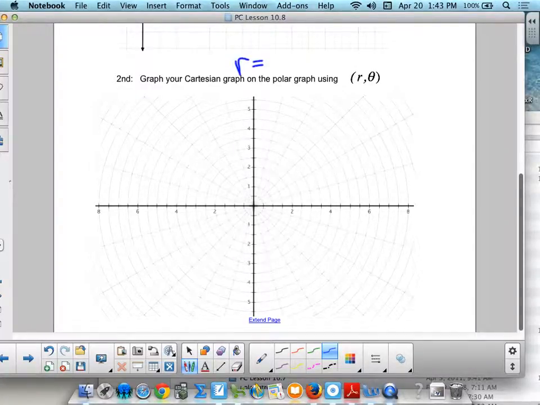r equals, and I don't remember what it said, but what? What is it up there? 3 plus 3 cosine theta. Yep. Okay, there it is. That is what you guys are going to graph in just a little bit. But we're up here right now.